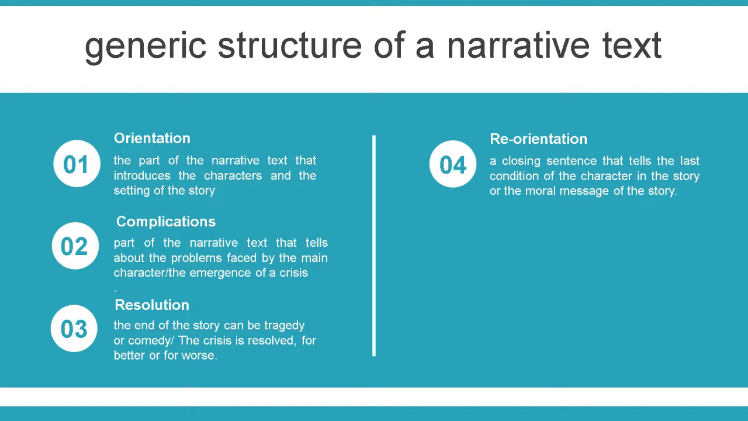Okay, the second material is general structure of narrative text. The first is orientation, complication, resolution, and reorientation. Maybe the general structure of narrative text and recount text may be the same, but have one difference. The first is orientation, the part of the narrative text that introduces the character and the setting of the story. Secondly, complication, the part of narrative text that tells about the problem faced by the main character and the emergence of the crisis.